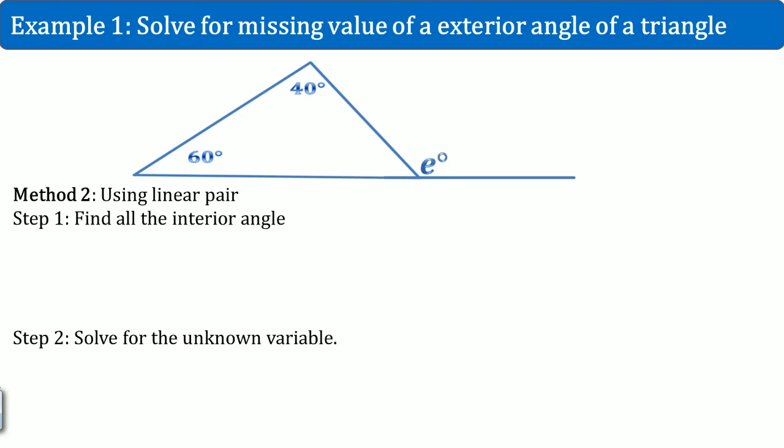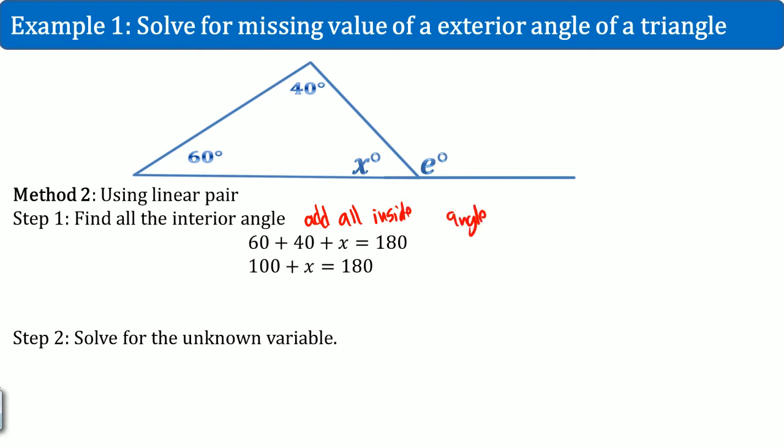Using the old classic equation, right? We have 60, 40, and we need to know what x is first. So you're going to set up the sum. You're going to add all the inside angles. So this becomes 100 plus x equals 180. Subtract the 100 from both sides, you get x equals 80. So I know that this is 80.